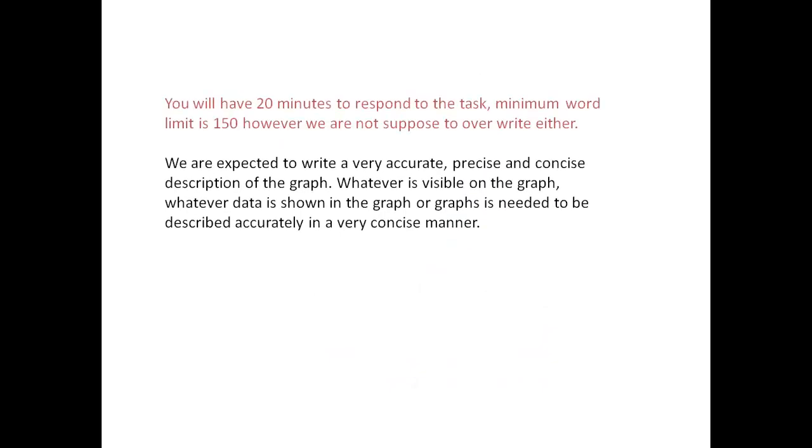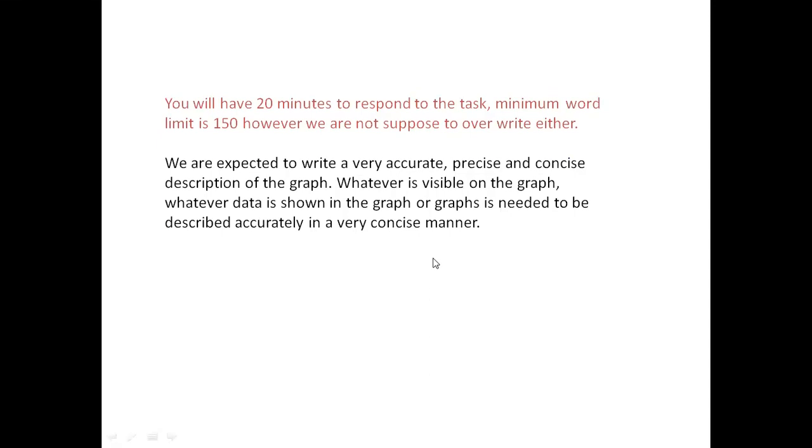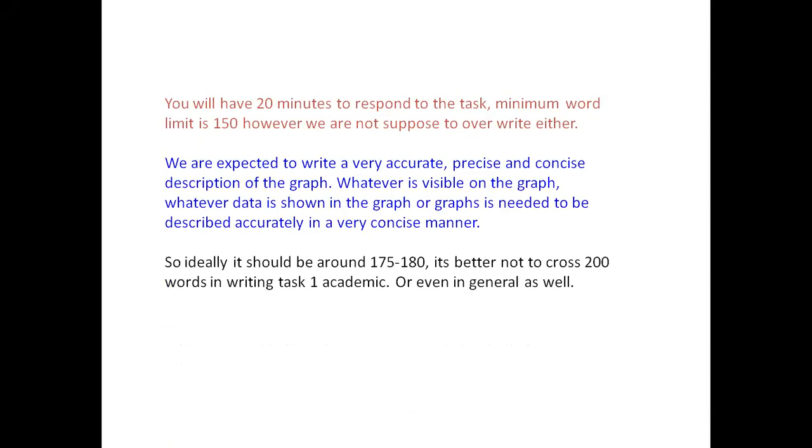So what do you have? You have 20 minutes to respond to the task, and the minimum word limit is 150. However, we are not supposed to overwrite either. You're expected to write a very accurate, precise, and concise description of the graph. Whatever data is shown in the graph or graphs needs to be described accurately in a very concise manner. So ideally, it should be around 175 to 180 words. It's better not to cross 200 words in Writing Task 1 Academic, or even in general as well. So that's what is expected from you.